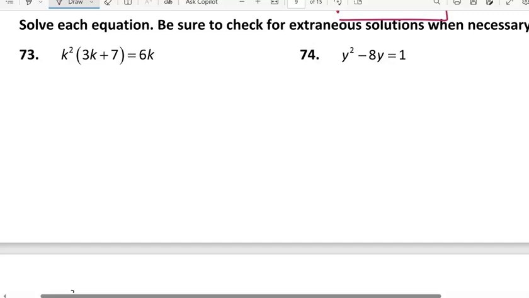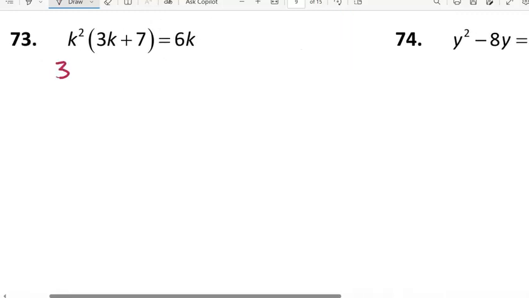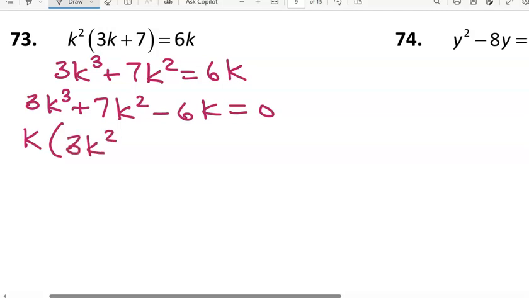In 73, let's start by distributing the multiplication over the addition. That will give us 3k cubed plus 7k squared is equal to 6k. Now, since this is a polynomial equation, let's move all terms to the same side and try to factor. So we're going to subtract 6k, and then we're going to factor out k. And k times 3k squared plus 7k minus 6 equals 0.